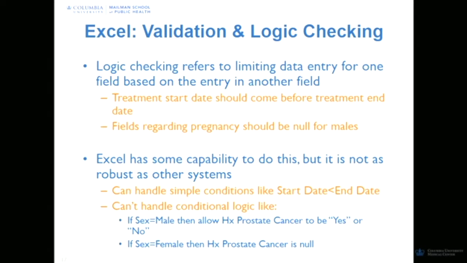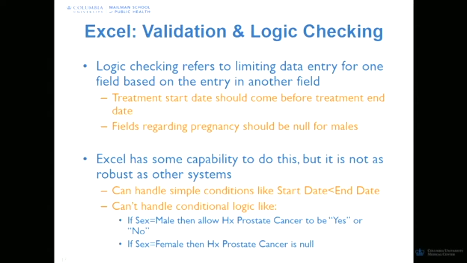Now, logic checking happens when we compare different columns within our data set, or different fields, to make sure that the values make sense. So for example, if you have a treatment start date, it should come before the treatment end date. You don't want to have it reversed. Or things like any fields related to pregnancies should be null for males, because that doesn't make sense.